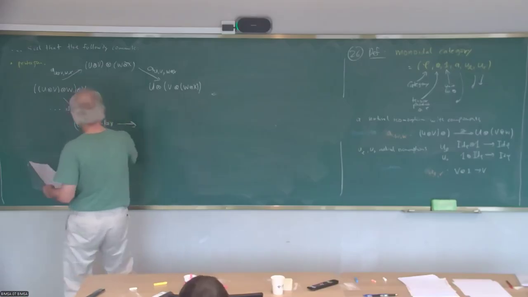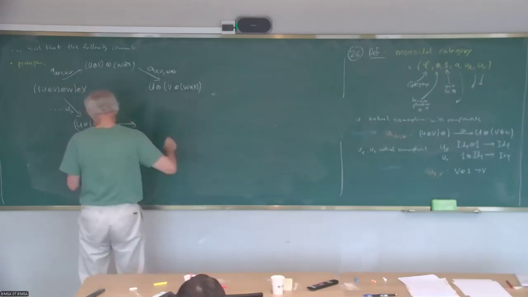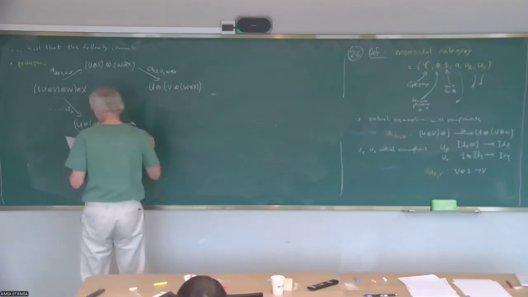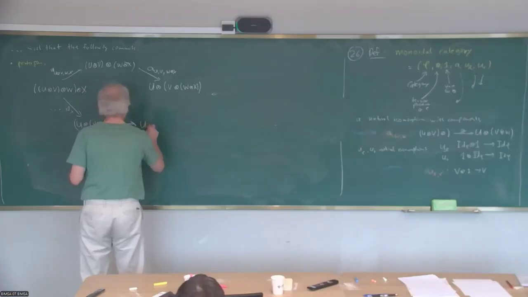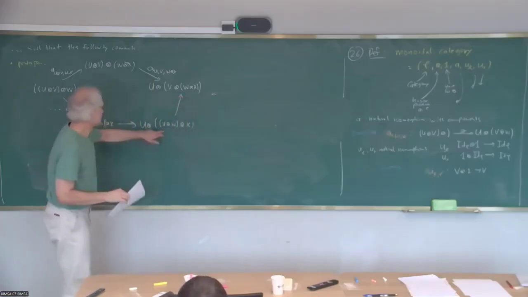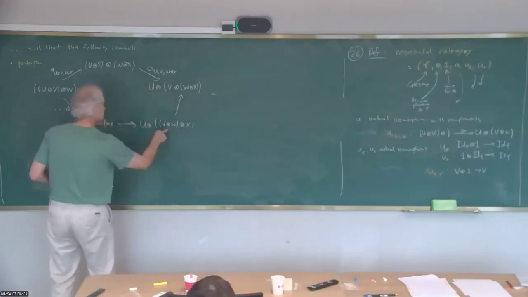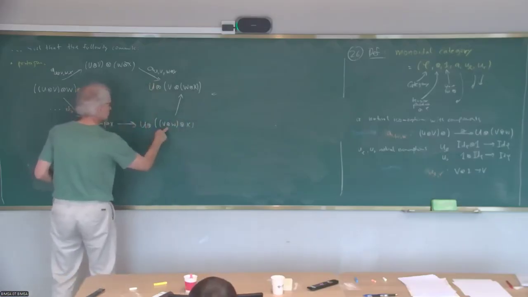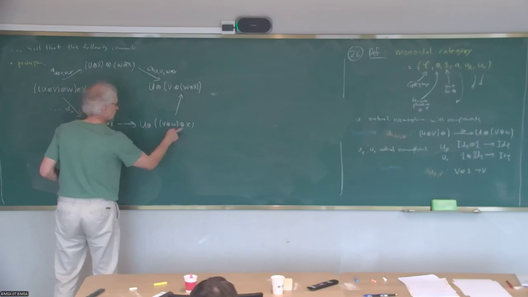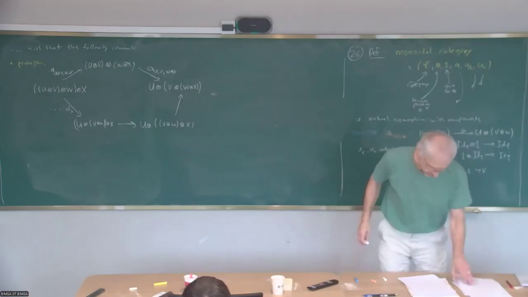And from here, by now using the associator on the second tensor product, you get to U tensor and then V tensor W tensor X. And from here to here, let me see, yes, you use the associator in the bracket.